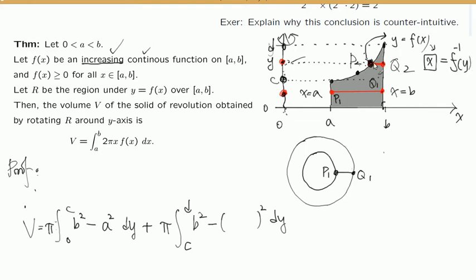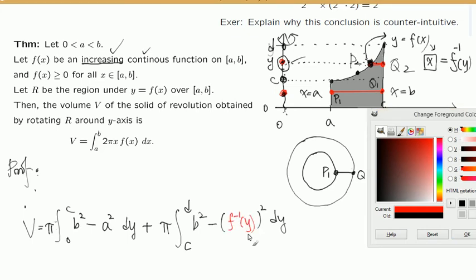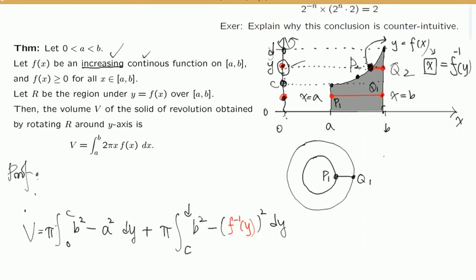That's the radius here. Given a y value, the radius of this inner circle, inner rotation, is given by f inverse of y. So what goes in there? Inside there? F inverse of y. That's what goes in there.